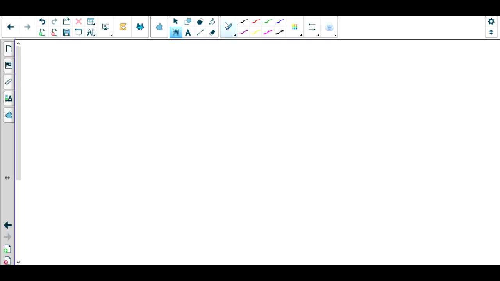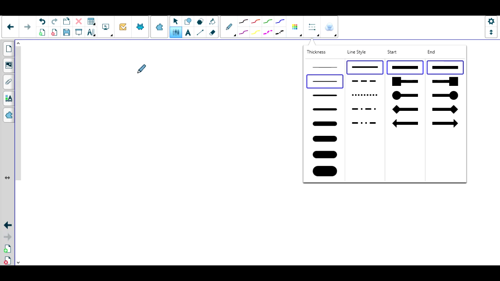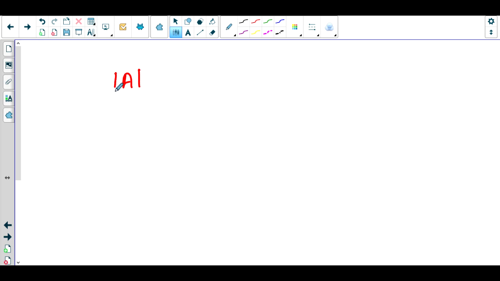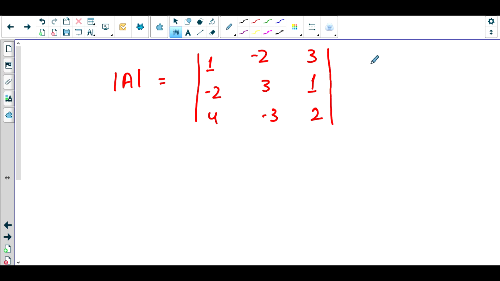Okay, let us rewrite the question and make it easy. We have to find now the determinant. We have 1, -2, 3, -2, 3, 1, 4, -3 and 2. We got the cofactor A12, which is 8. We got cofactor A22, which is -10, and cofactor A32 is -7.